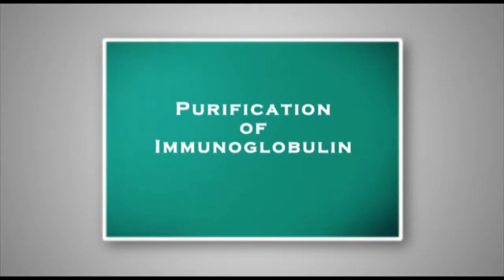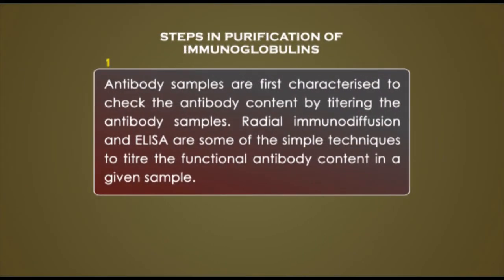Purification of immunoglobulin. Purification of immunoglobulins involves many steps. In the first step, antibody samples are first characterized to check the antibody content by titering the antibody samples. Radial immunodiffusion and ELISA are some of the simple techniques to titer the functional antibody content in a given sample.